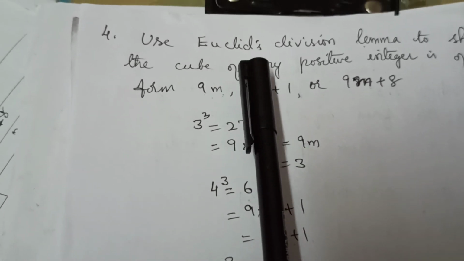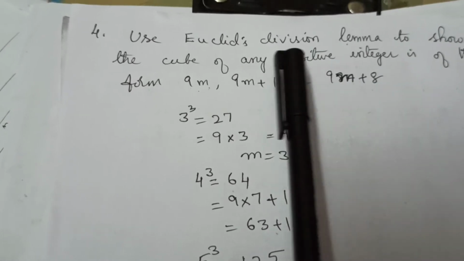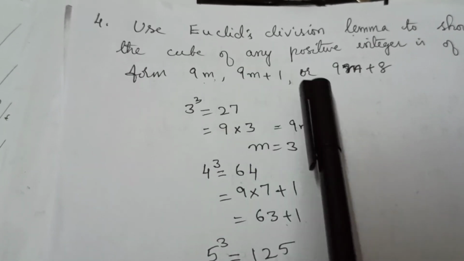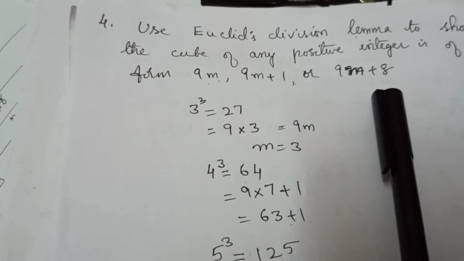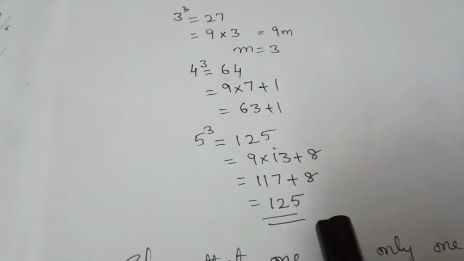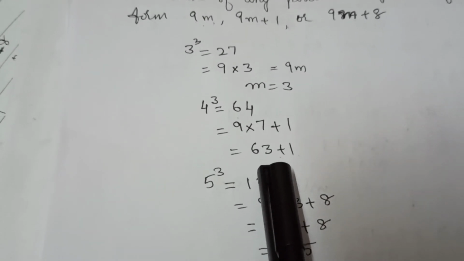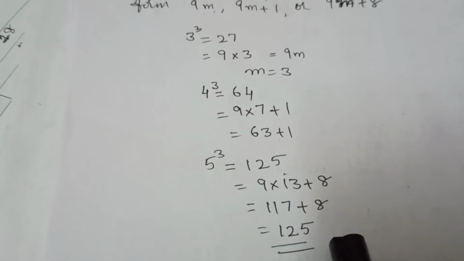So what is it saying? Euclid's division lemma to show that the cube of any positive integer is of the form 9m plus 1 or 9m plus 8. So we have proved all the three. One is 9m plus 1. This is 9m plus 8.